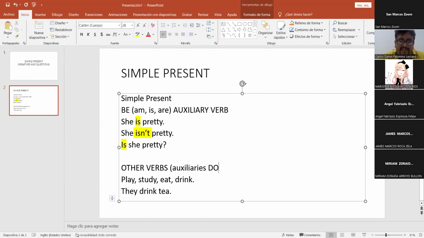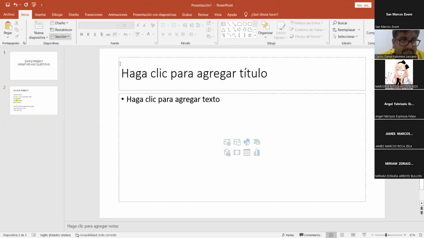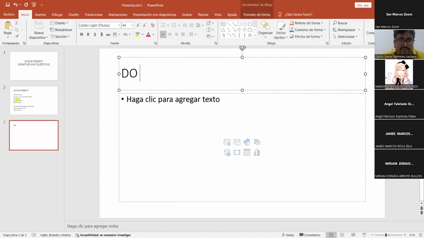Do and does. This is the only theory that you have to learn today. Esta es la única teoría que debes aprender hoy. The auxiliaries do and does. El auxiliar do y el auxiliar does.